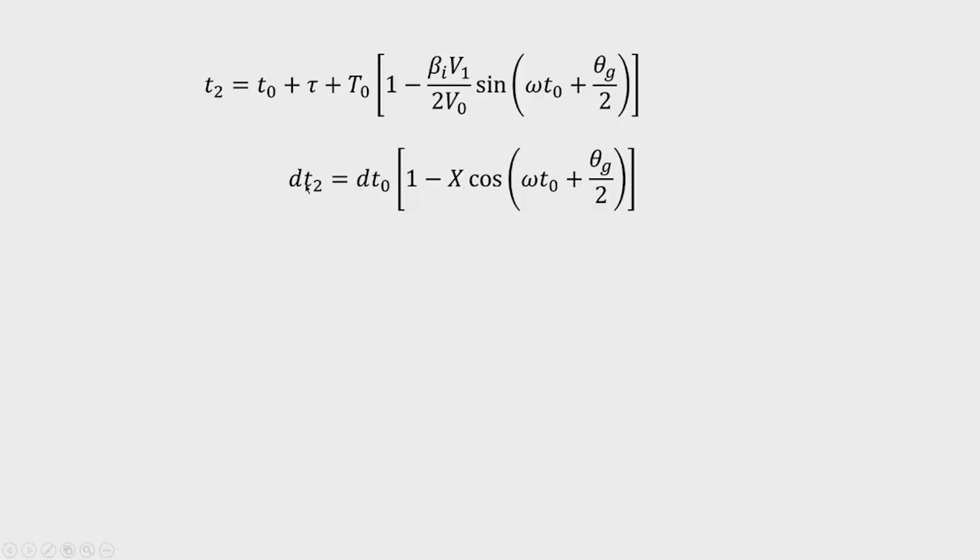Therefore, if we differentiate with respect to T naught, we can write dT2 is equal to dT naught into 1 minus x cos omega t naught plus theta g by 2. This we obtain by differentiating this T2 expression with respect to T naught.